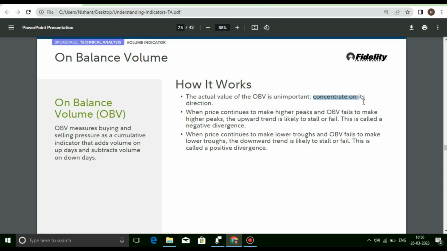Concentrate on its direction. Okay, when price continues to make higher peaks, but OBV fails to make higher peaks, this is considered as divergence. The upward trend is likely to stall or fail at this time. This is called negative divergence. So you must be selling at that time.